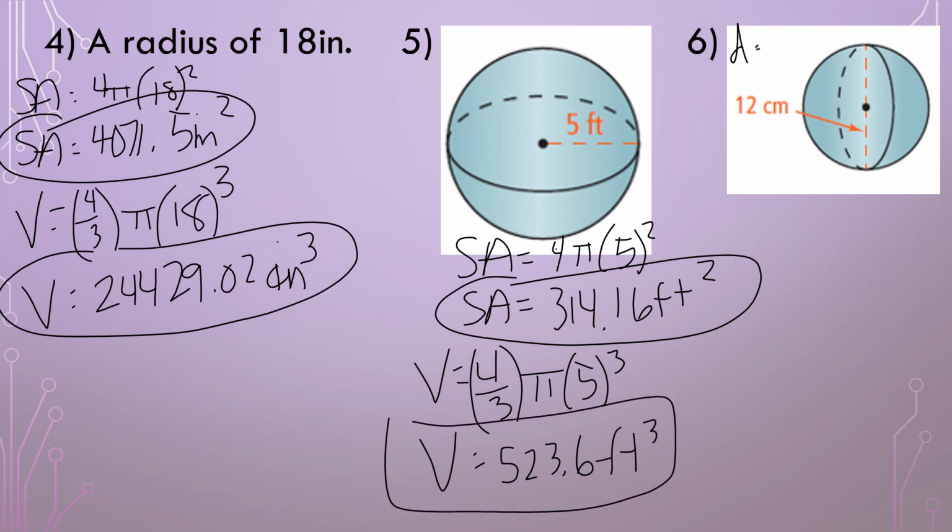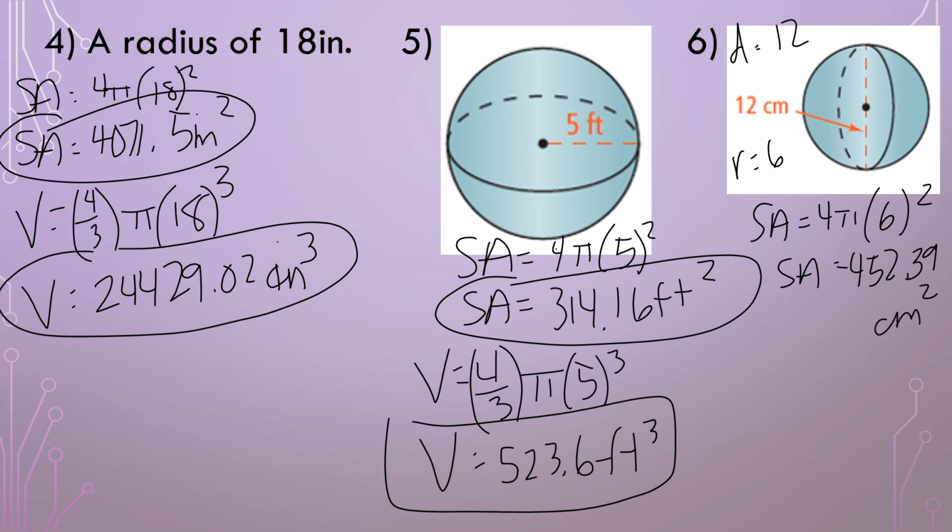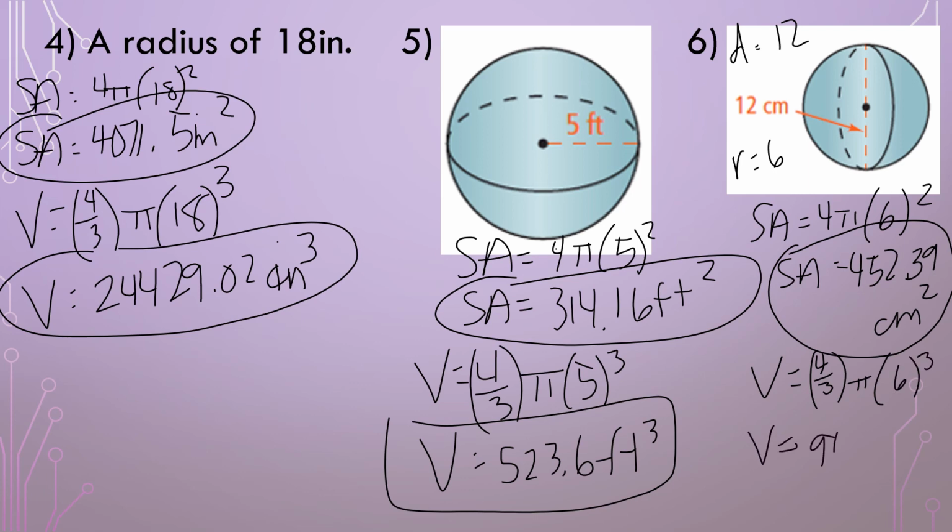For number 6, if your diameter is 12, that means your radius is 6. So your surface area is 4 pi times 6 squared, which would be 452.39 centimeters squared. And then for the volume, you have 4/3 pi times radius cubed. So again, plug that into your calculator, use parentheses, you have 904.78 centimeters cubed as your answer.